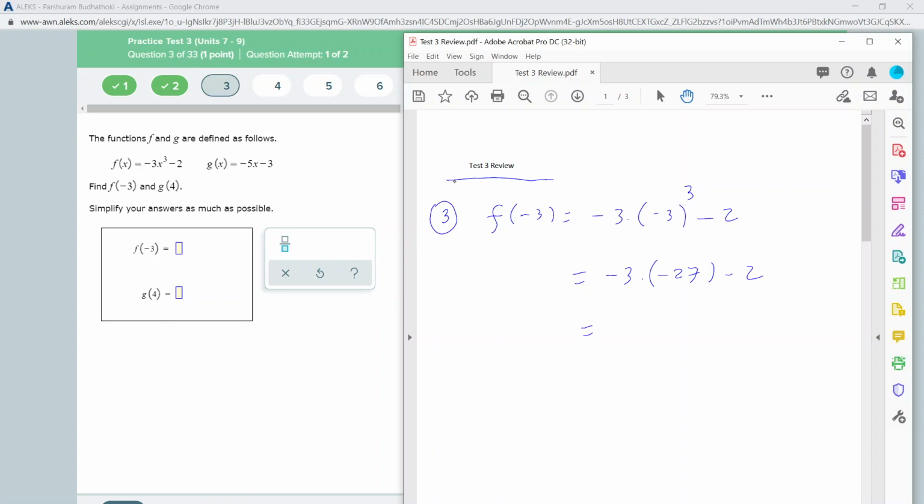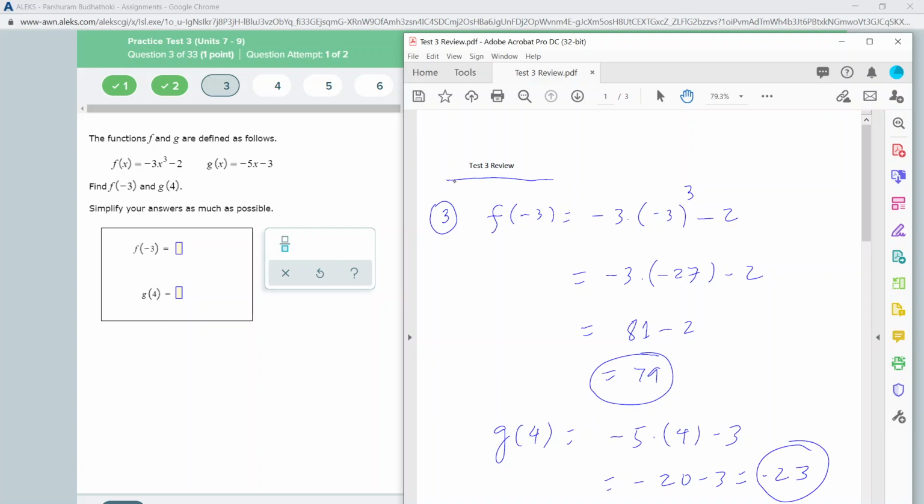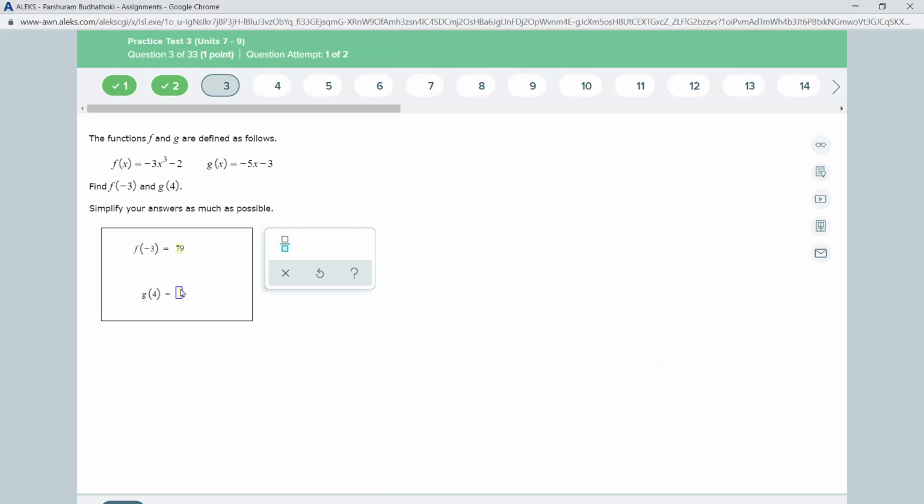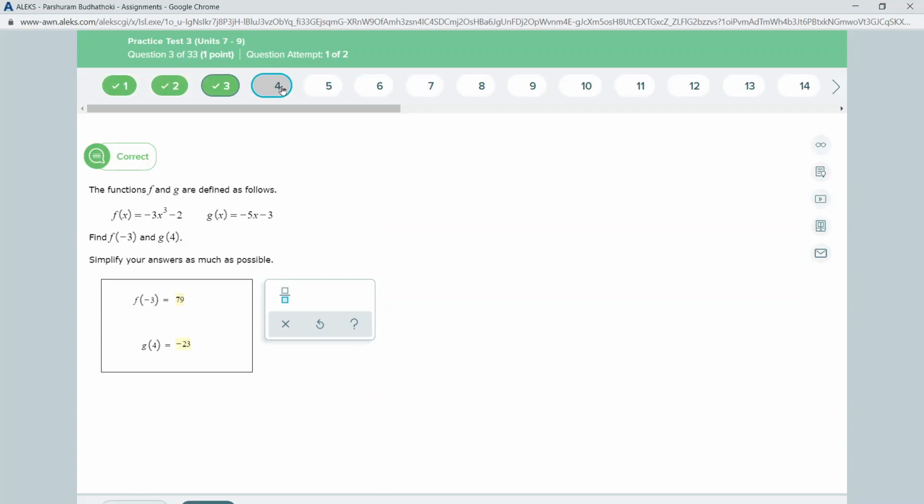This negative and this negative become positive. 3 times 27: 3 times 7 is 21, carry 2, 3 times 2 is 6, so 81. 81 minus 2 is 79. So that's the value of the first function. The value of the second function at 4 is just putting x equal to 4 in g of x, and that is -20 minus 3, that is -23. So for the first part it's 79, for the second part it's -23, and that's correct. Let's go to the next problem.